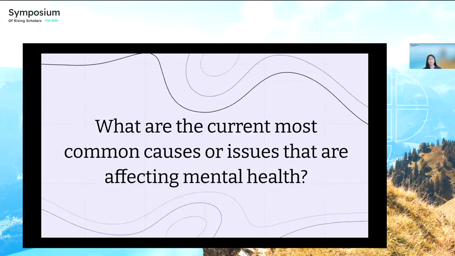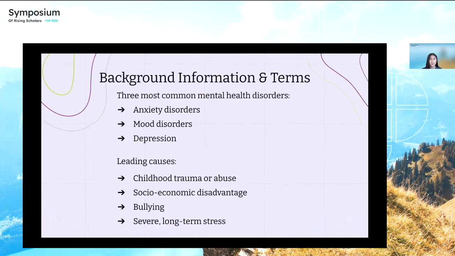And this leads to my question that guided my research, which is: what are the current most common causes or issues that are affecting mental health, especially with the big changes that are happening in our world, such as the pandemic? Some general background information and terms to know for mental health: the three most common mental health disorders are anxiety disorders, mood disorders, and depression. And the leading causes are childhood trauma or abuse, socioeconomic disadvantages, bullying, and severe or long-term stress.